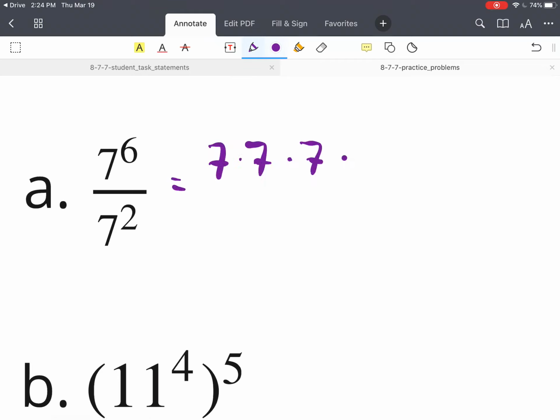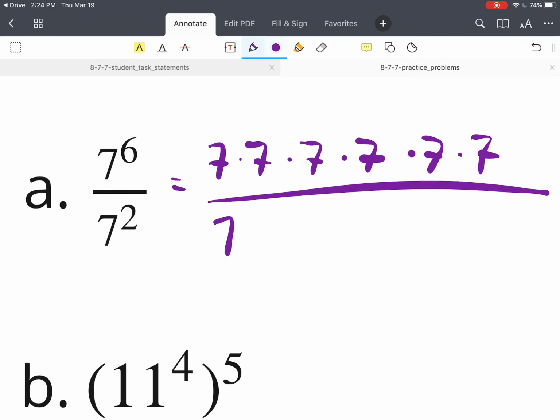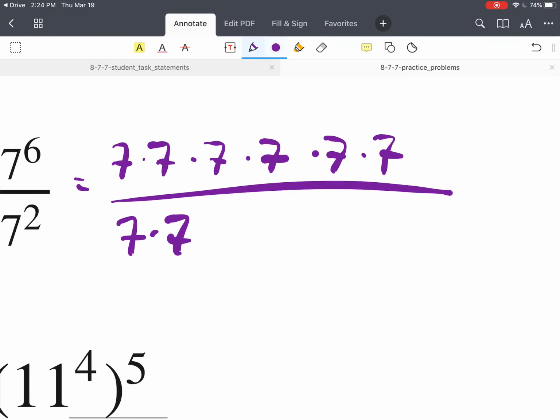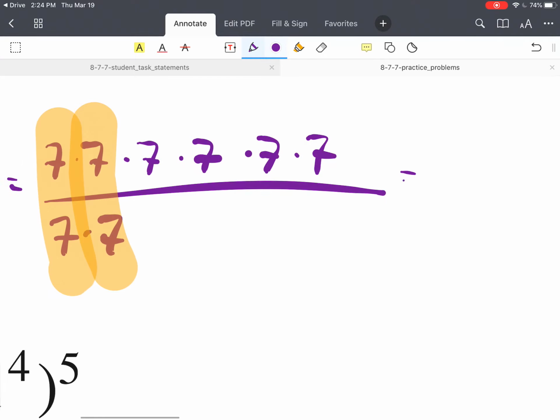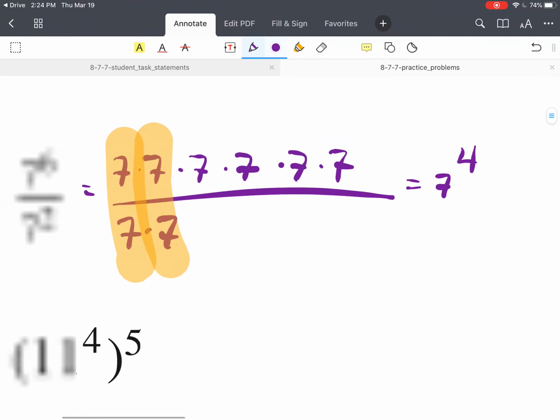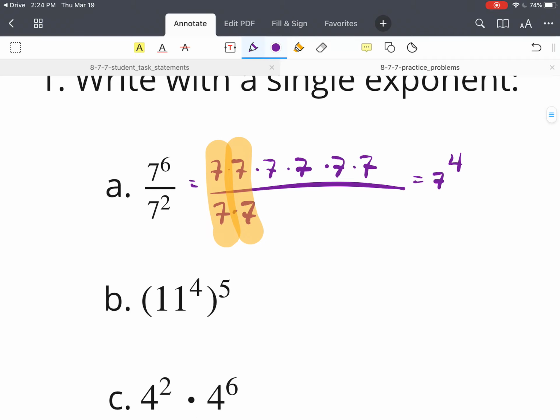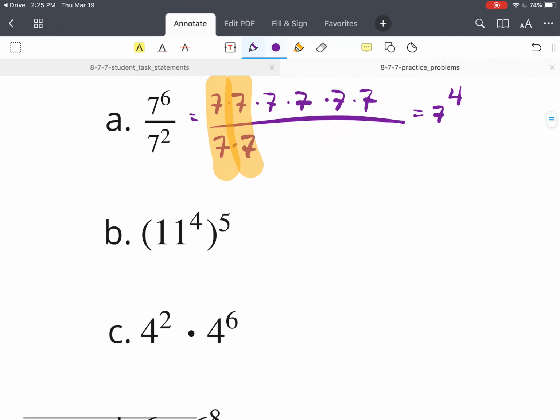This means 7 times 7 times 7 times 7 times 7 times 7, all over. How many? Yep. How many cancel? Yep. I'm going to use orange. So you're left with how many 7s? Yep. 7 to the 4th. And we subtracted the exponents, right? What do we do here? Yep, we're going to multiply. I really hope you said multiplied, because if you didn't, I'm sorry.